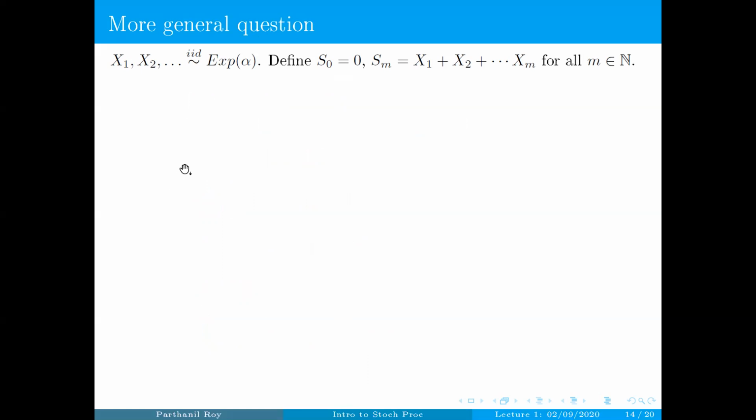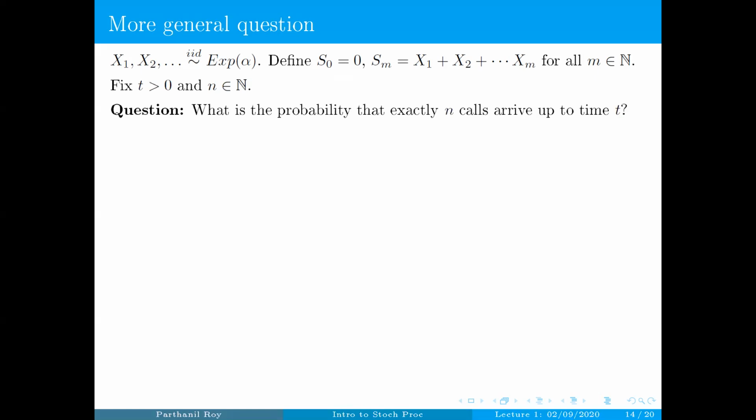So recall that we have the inter-arrival times xi's, which are IID exponential alpha. We define S0 to be 0, and mth arrival time Sm is the sum of x1 up to xm for each positive integer m. Okay, so now fix 2 things. Fix a real number t strictly positive, and a positive integer n. And ask yourself the following question. What is the chance that exactly n calls arrive up to time t?